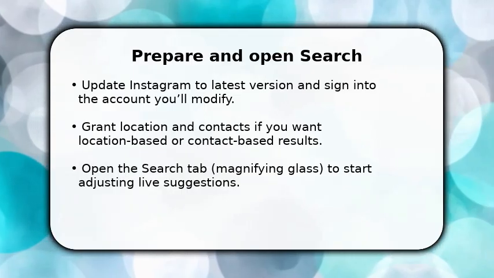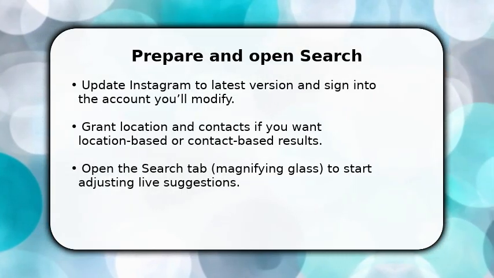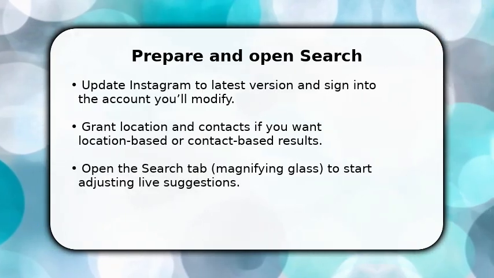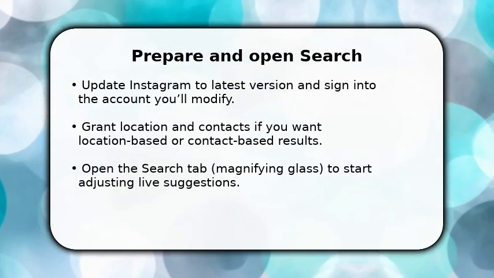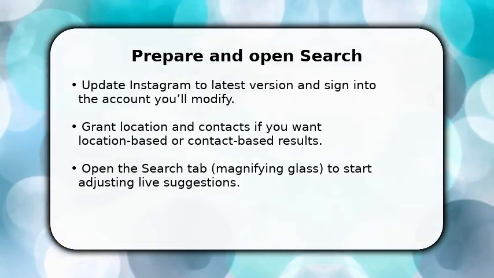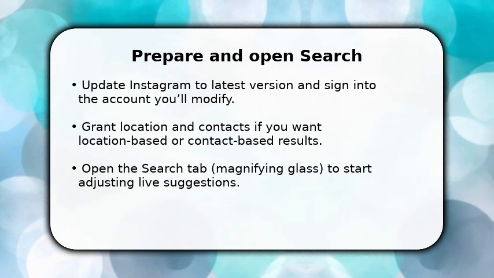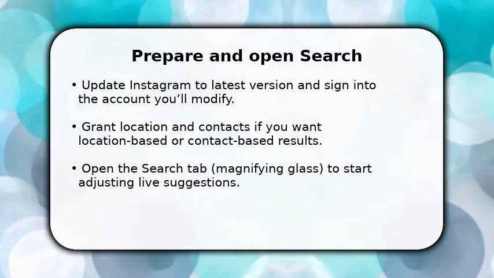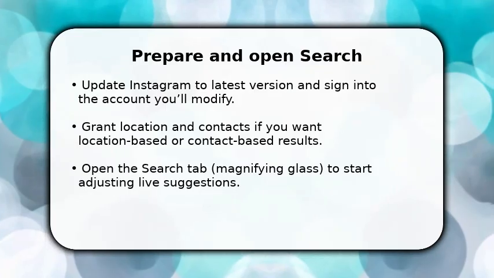Now tap the magnifying glass to open search. You'll see recent searches and the tabs: top, accounts, audio, tags, places. Start interacting immediately. Type a clear keyword or username so Instagram begins to prioritize those patterns in future suggestions.